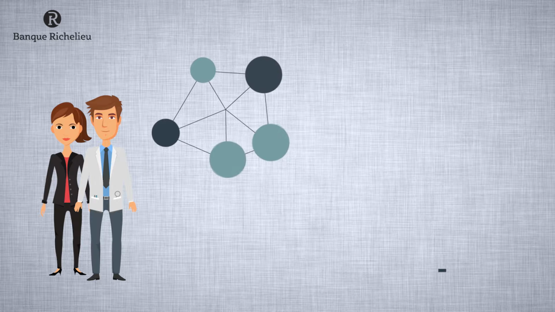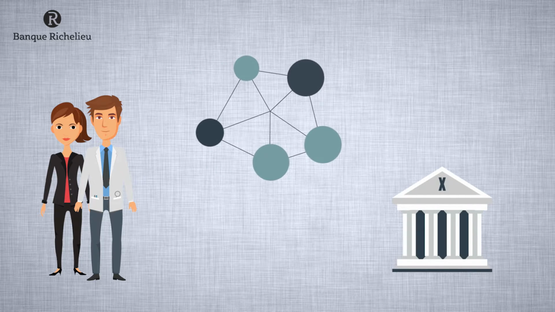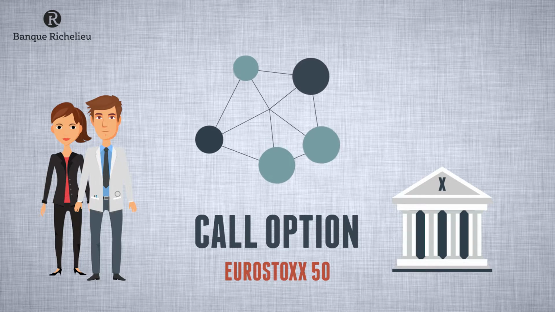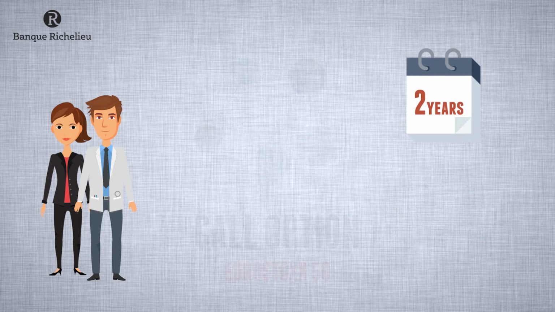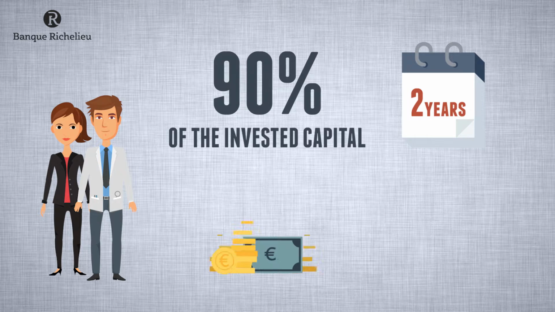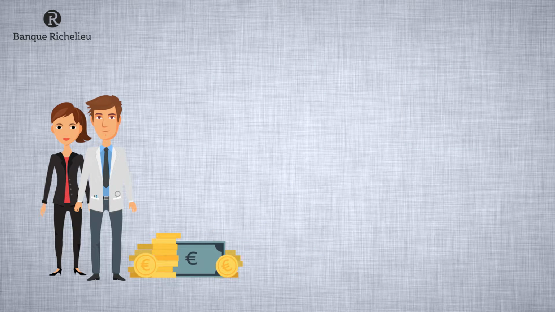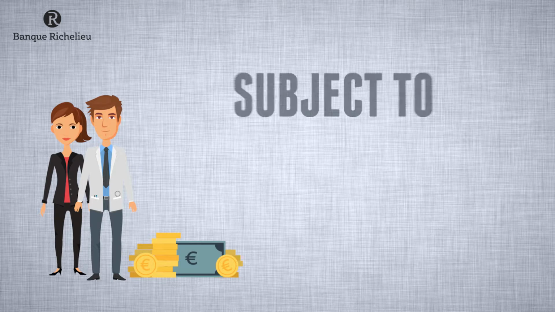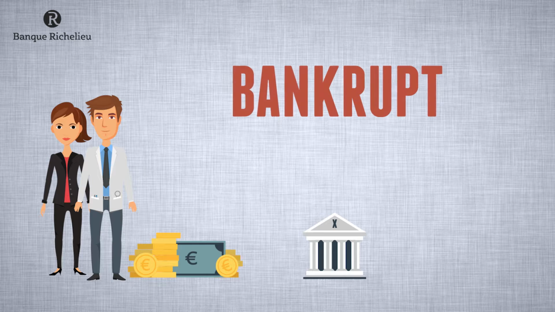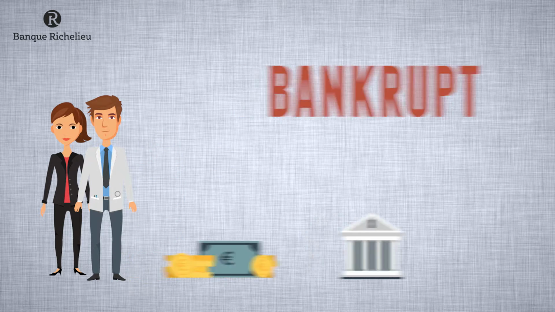He chooses a structured product issued by Bank X, which includes a Euro Stoxx 50 call option with a maturity of 2 years. This means that in 2 years, Oliver will receive at least 90% of the capital he invested, regardless of how the option develops. Note that the repayment will only be made if the issuer is solvent. If Bank X goes bankrupt, then Oliver could lose more than his guaranteed capital.